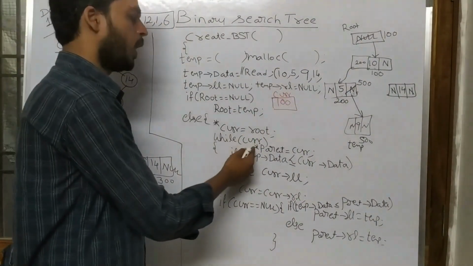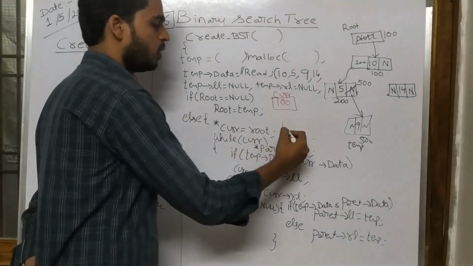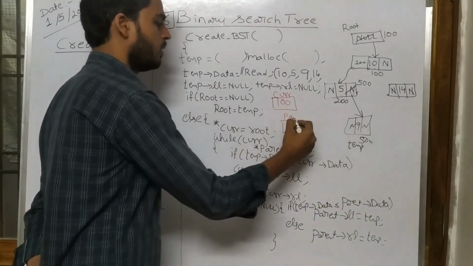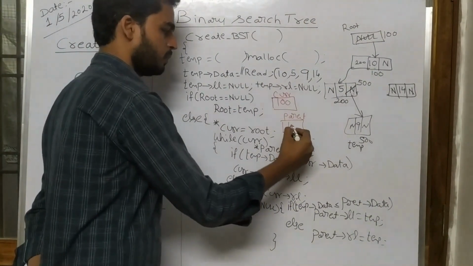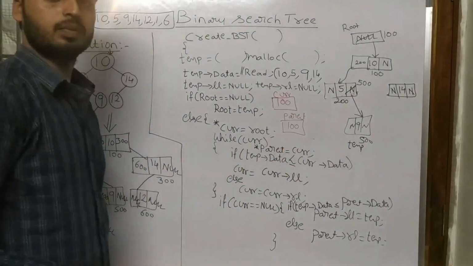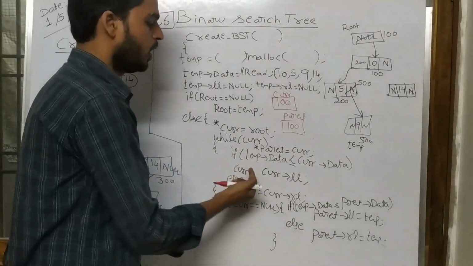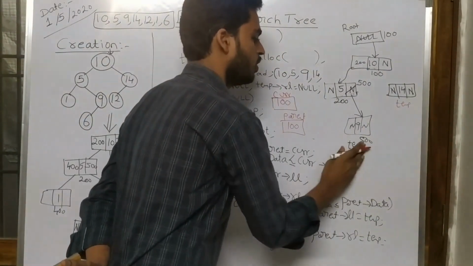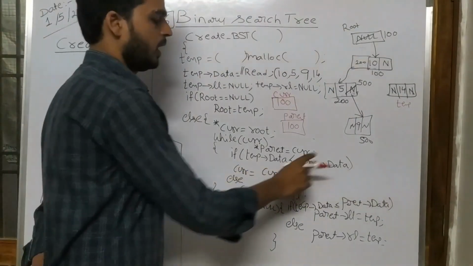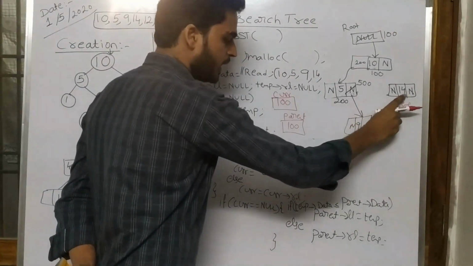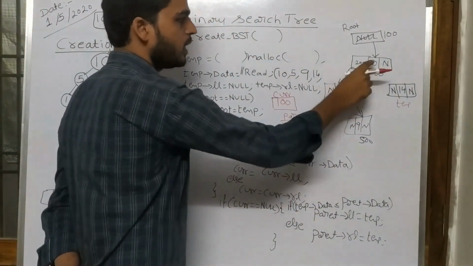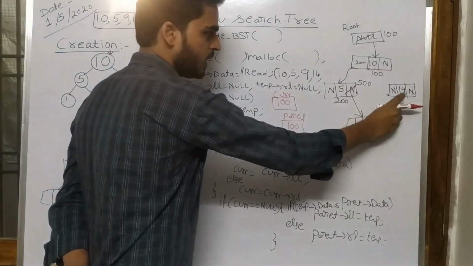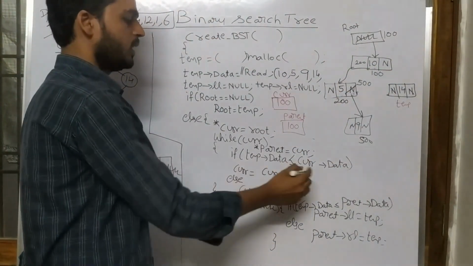Now while current is a positive value, it is going to create one more parent pointer. That parent pointer contains the address 100, copying the current value. Now temp, what is temp? This is the temp, the newly created node. Temp's data is 14. Is 14 less than or equal to current's data, 100's data, that means 10? No. This condition fails.